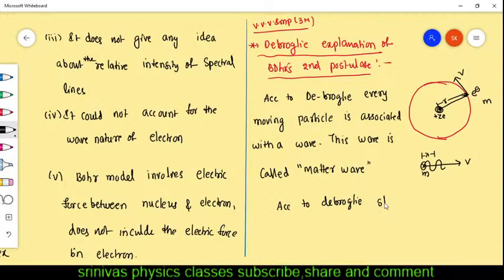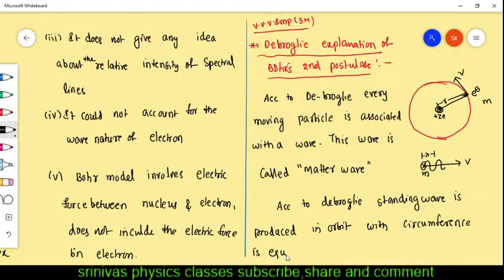According to de Broglie, a standing wave is produced in the orbit with circumference equal to n lambda.